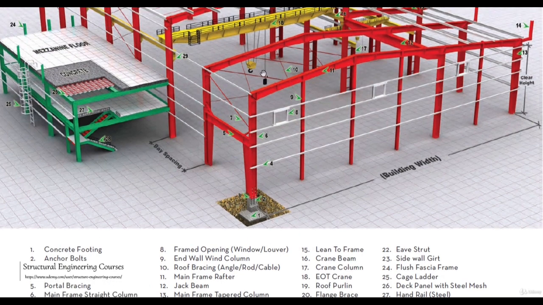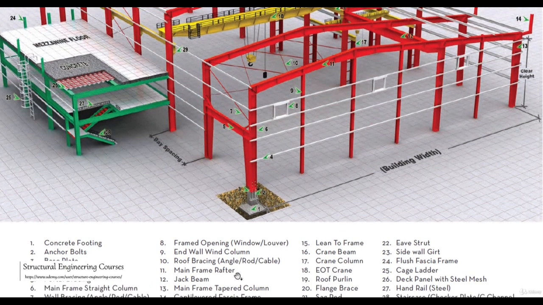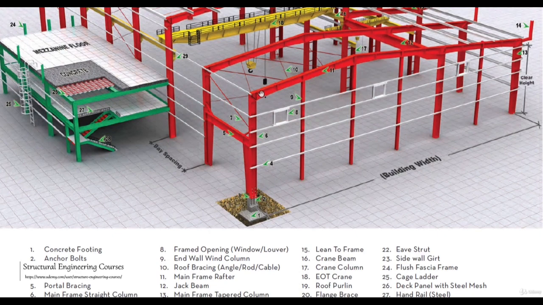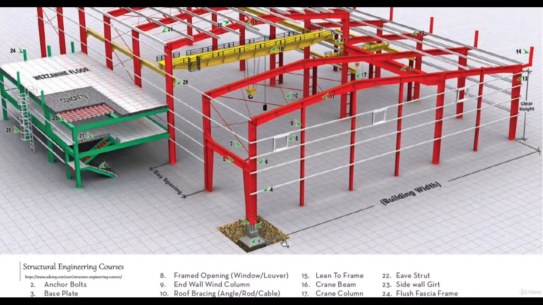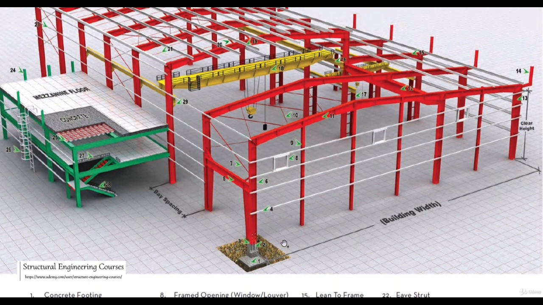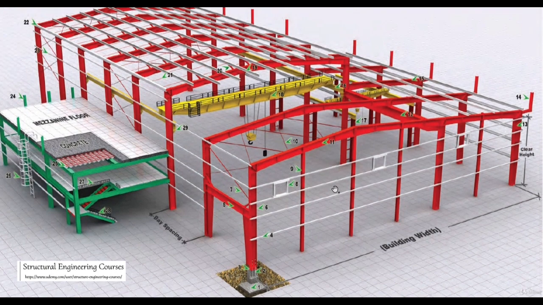10th is the roof bracing, and number 11th is the main frame rafter. So this is called a main frame rafter. Number 12th is the jack beam. So jack beam is also a very interesting concept that most people don't know. So this is basically called a jack beam from this point to this point. Now you must be thinking why we are making this jack beam here.